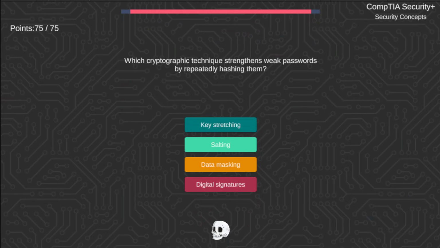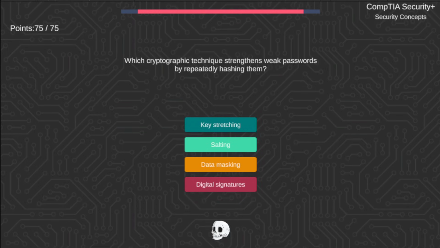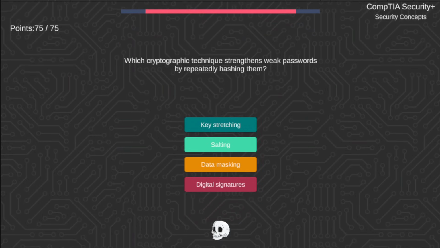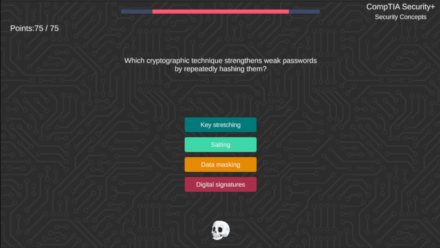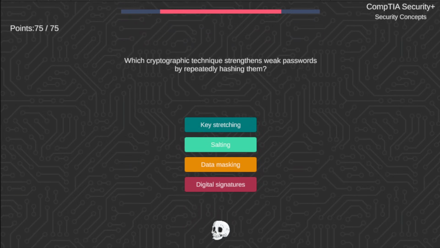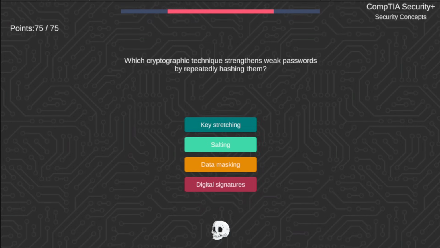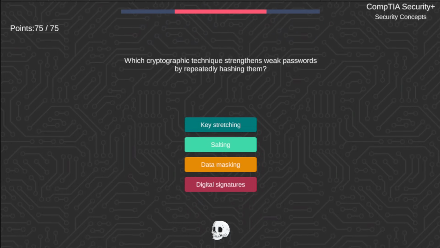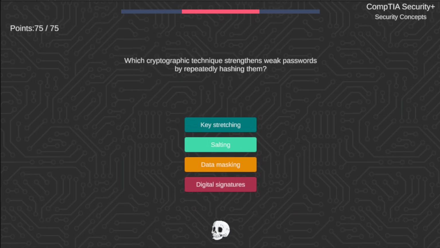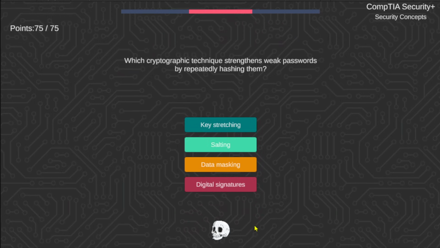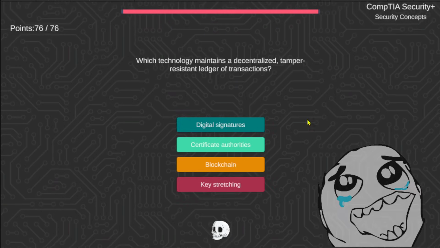Which cryptographic technique strengthens weak passwords by repeatedly hashing them? Key stretching, salting, data masking, or digital signatures? Strengthens weak passwords by repeatedly hashing them. Correct answer is key stretching.